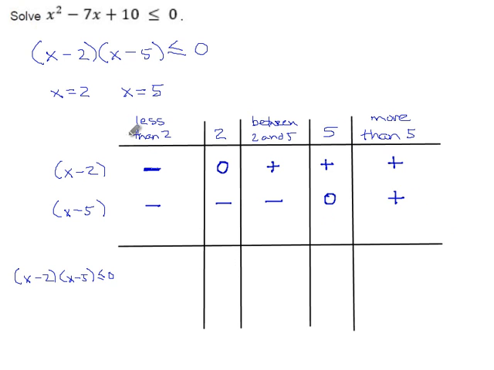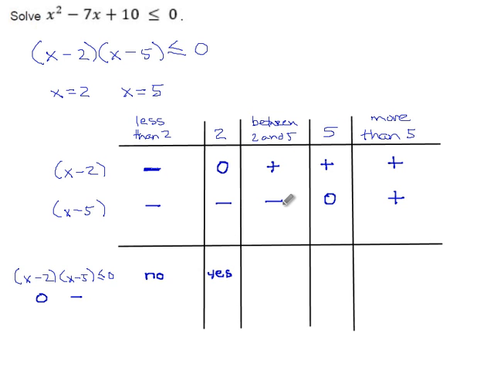So, overall, what are the signs for this? If we have x minus 2 times x minus 5, that means we have negative times negative, which is positive. Is positive less than 0? Nope. So this interval is not part of our solution. Here at 2, we get 0 times a negative number. 0 times negative is 0. Is that less than or equal to 0? Yep. This is part of our solution space.